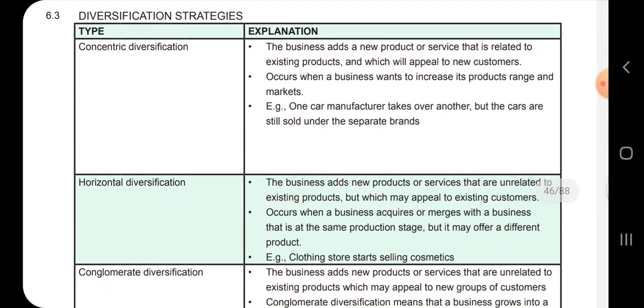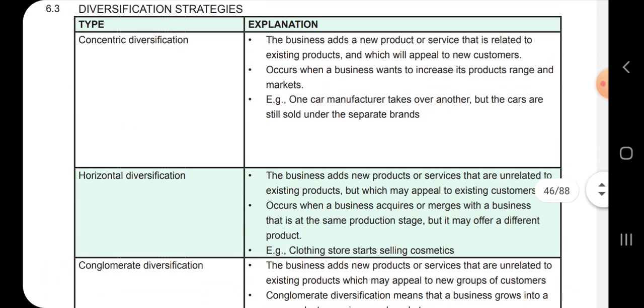So another strategy is diversification. We have three types of diversification strategies: concentric diversification, horizontal diversification, and conglomerate diversification. With concentric diversification, the business adds a new product or service that is related to an existing product. So you just add something that relates to the existing product. You are selling toiletries, you didn't have toothpaste, and now you just include toothpaste.